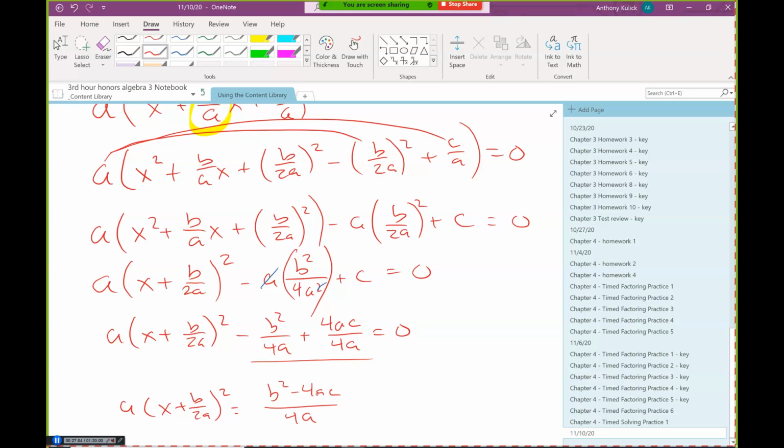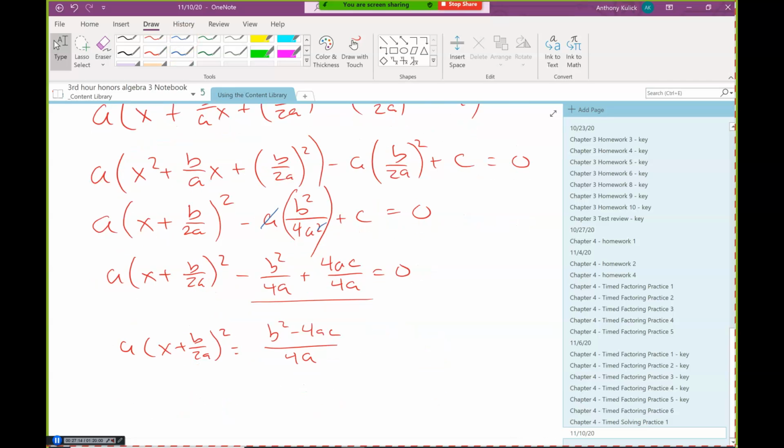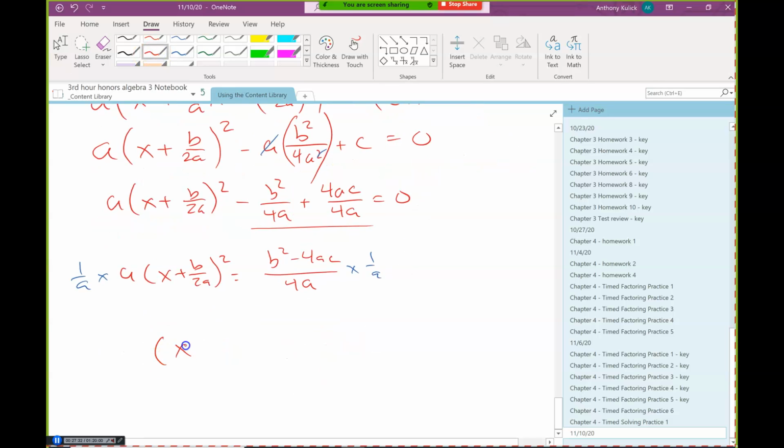Now I have to get rid of that. I'm starting to solve, by the way, in case you didn't notice, right? We've moved on to solving. The square has been completed. I'm going to get rid of that a coefficient, but since I have fractions on the other side, instead of thinking about it as dividing by a, I'm just going to think about multiplying by 1 over a. So far, so good.